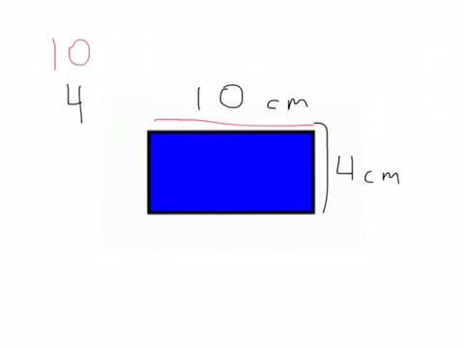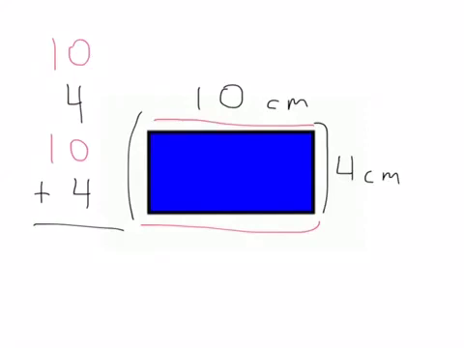Let's see one more example, and I'll use different numbers this time. 10 and 4. So once again, imagine that ant walking down this side, this side, this side, and this side. Add them all up, and what do you get? 10 plus 4 plus 10 plus 4... 0 plus 4 plus 0 plus 4 is 8. 1 plus 1 is 2, for a total of 28 centimeters.